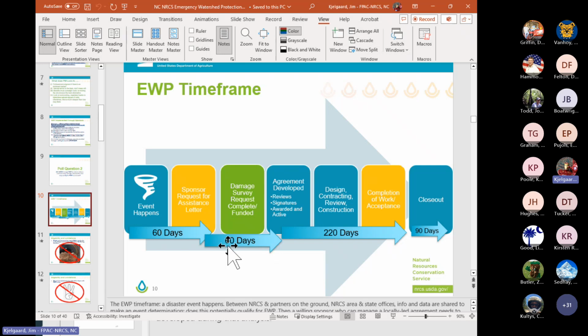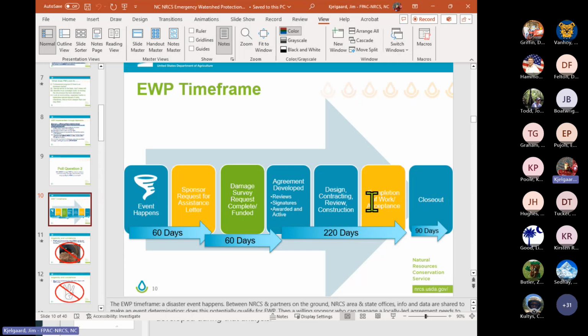Again, this can get stretched out. All of these are ideal. The reality that I've observed in my years of participating in EWP at various levels is this gets stretched out also. So for program managers, just be aware of that. And then there's supposed to be 220 days there for the agreement to be developed. If there's designs, contracting, review, construction, completion of work, and acceptance, it's supposed to be completed within 220 days after the funding is activated or provided at headquarters.